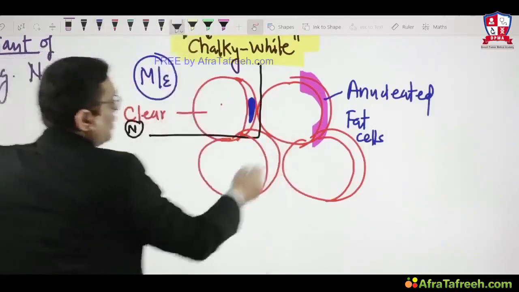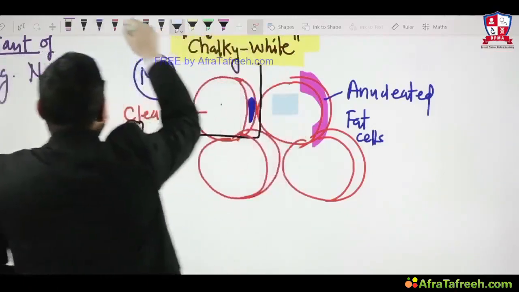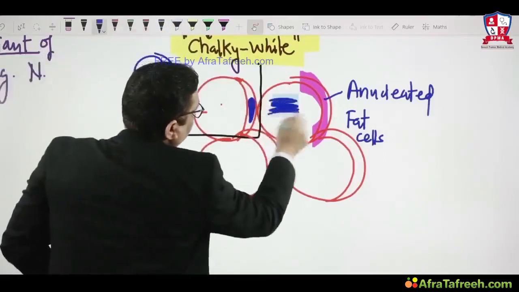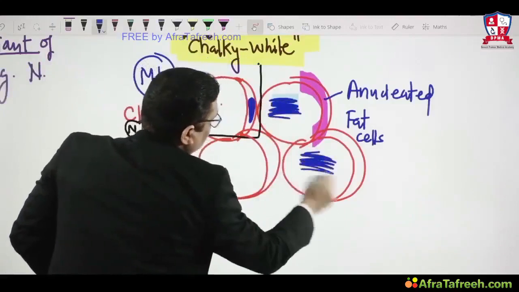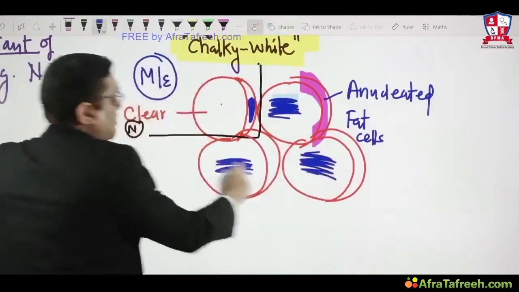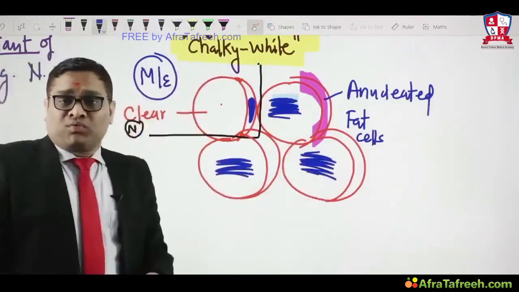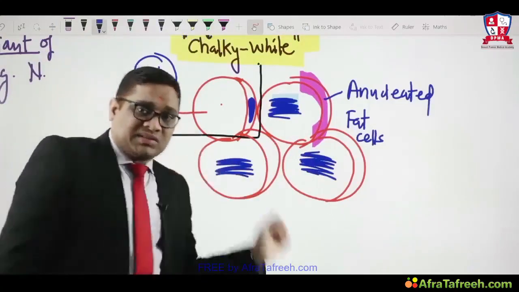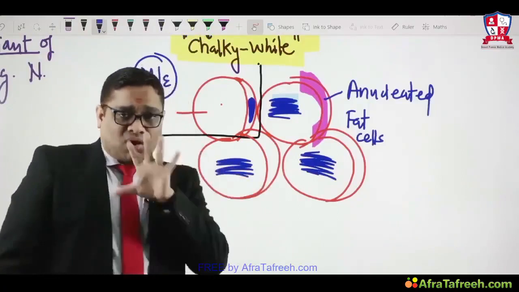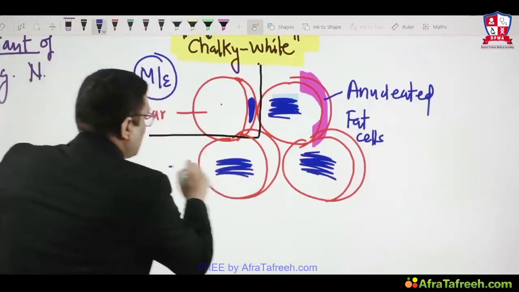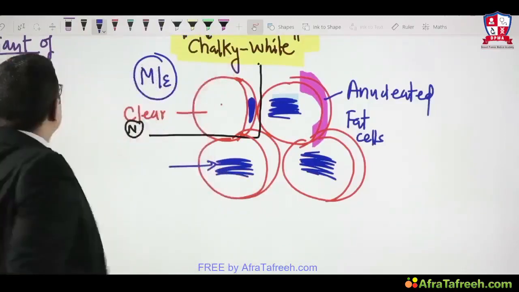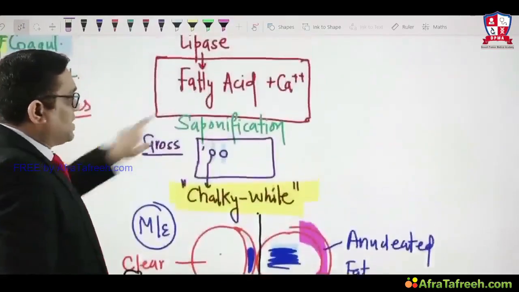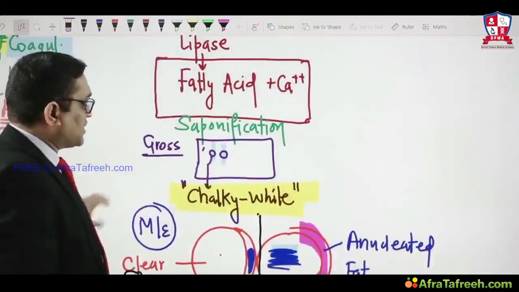And moreover, when you observe inside the fat cells, you will find what I am showing you. These are amorphous basophilic calcium deposits. Calcium will look like this only, right? So that is how you have to identify calcium. How will you identify calcium? Because see what I have said, in saponification there will be calcium, right? That calcium is the reason for the chalky white.